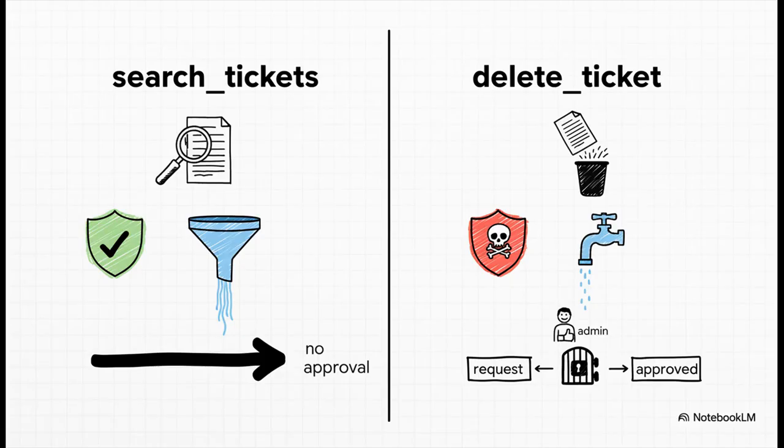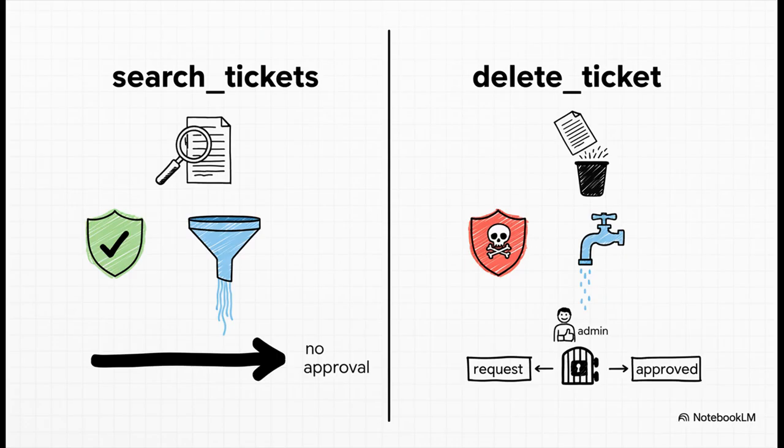Let's bring this all home with a super practical example. Imagine a customer support tool. Searching for tickets, that's low risk, so you give it a nice high rate limit, no approval needed. But deleting a ticket, whoa, that's a high risk action. So that requires an admin, it has to go through that approval pop-up we talked about, and it's got a very low rate limit. See how all the layers come together to protect the system?